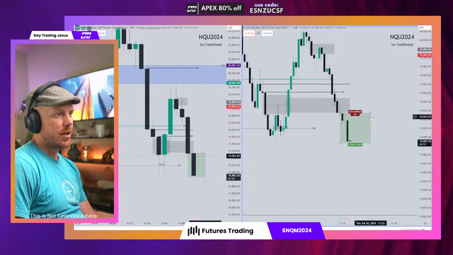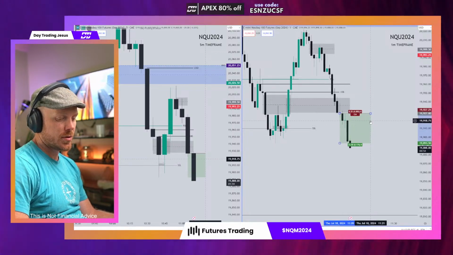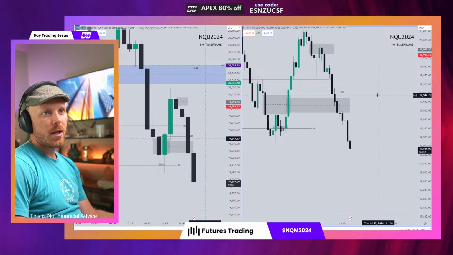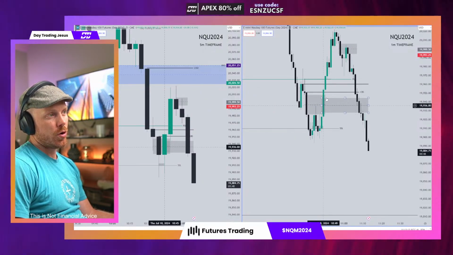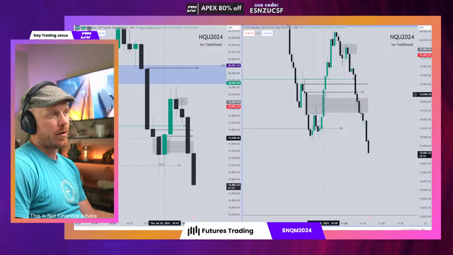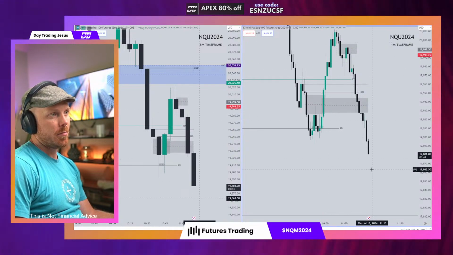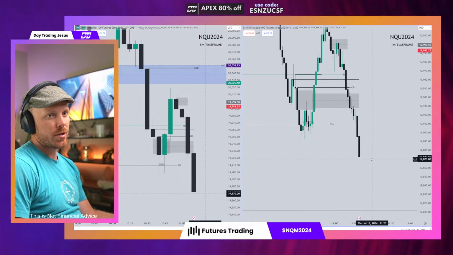I mean, it's clear that I should have changed my bias earlier. At the beginning of the day, my bias was bullish, and we took the only bullish clear move of the day, but it's obviously bearish.